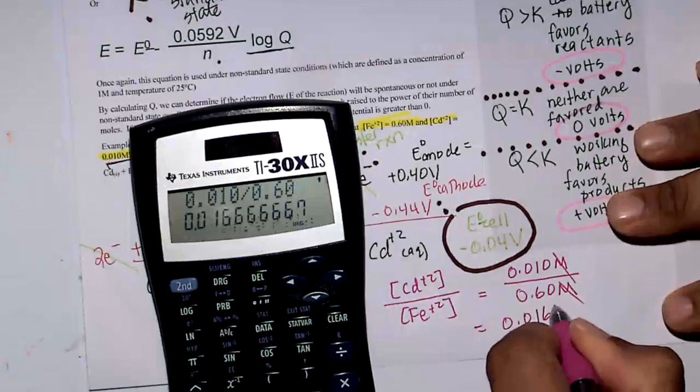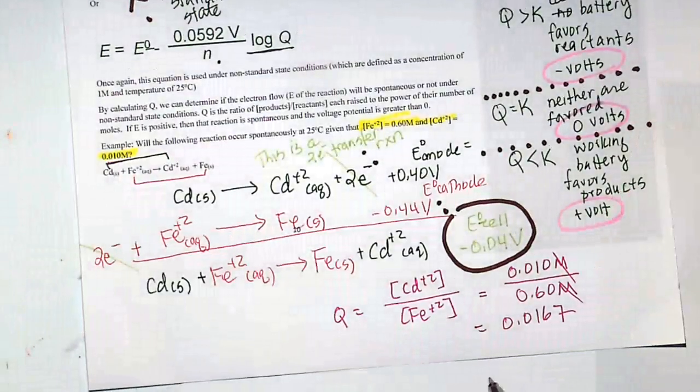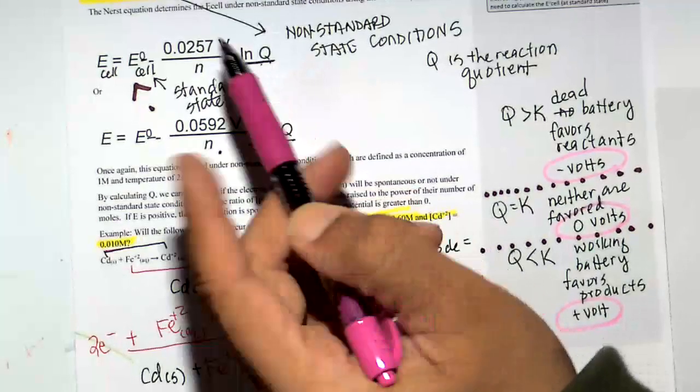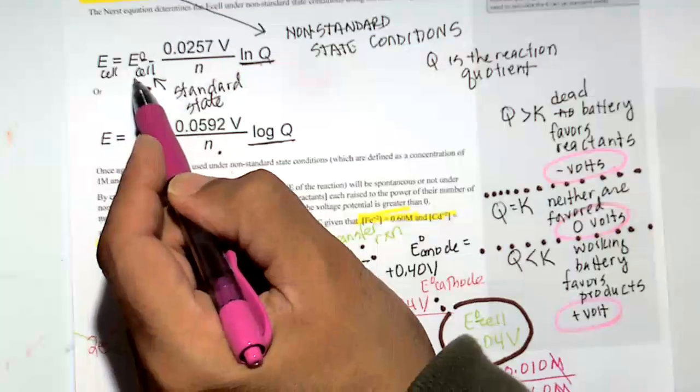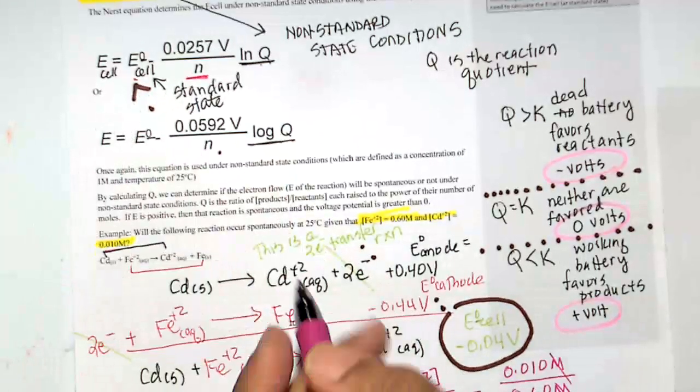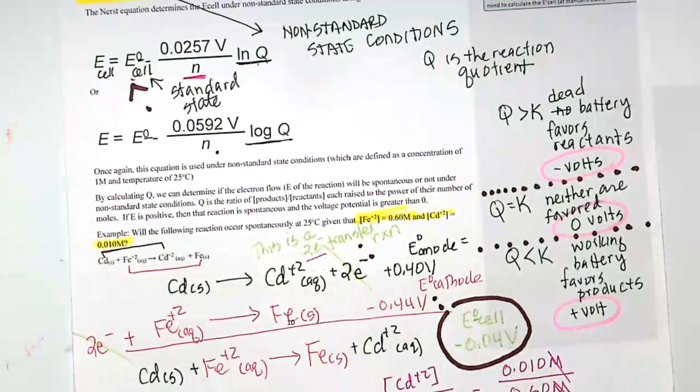0.0167. All right, so this is Q, which is products over reactants. Again, we already calculated that. And what is n here? This is how many electrons are being transferred? Very good, 2.